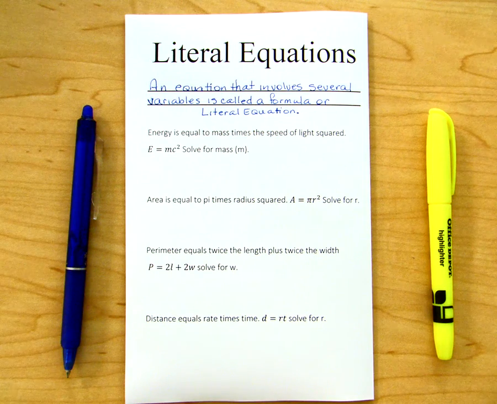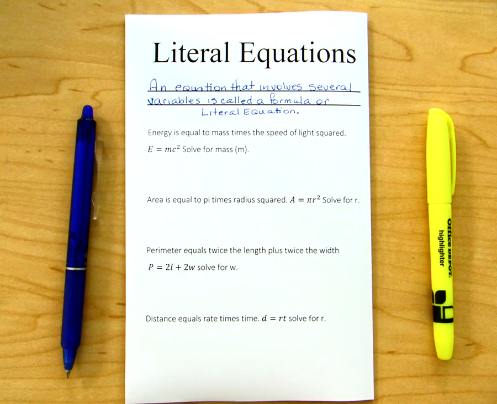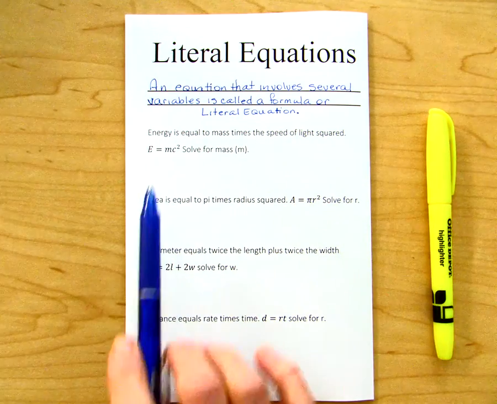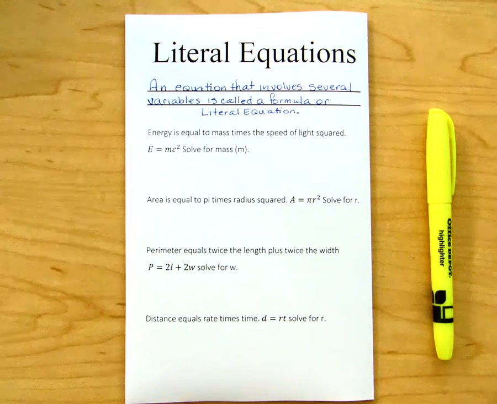An equation that involves several variables is called a formula or literal equation. So basically a literal equation is a formula. So we have several formulas here that we are going to use in solving for the various variables that they might have. So our first formula is E equals mc squared. And that says that energy is equal to mass times the speed of light squared.